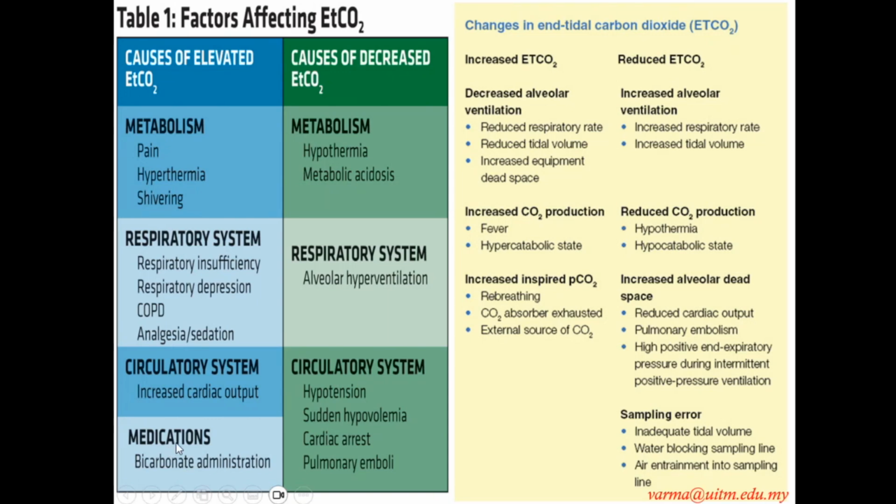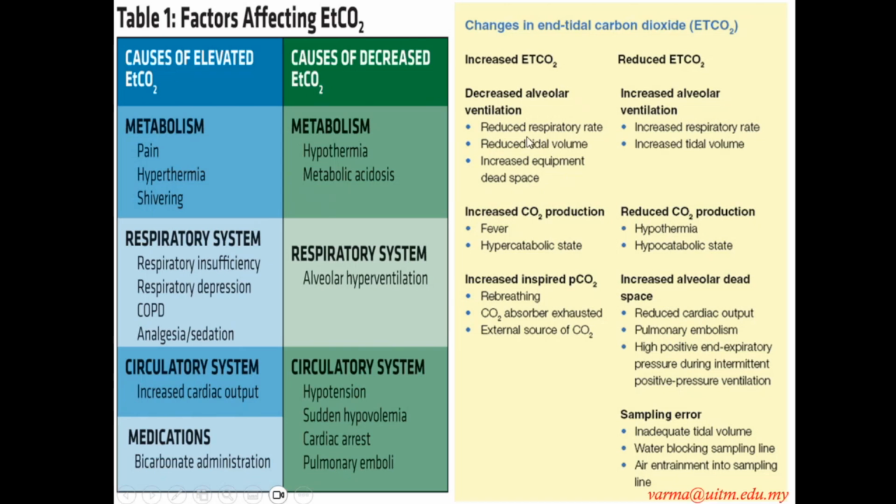Medication: bicarb. When you give bicarb to an intubated patient but do not adequately ventilate the patient, you can see a rise, because bicarb combines with water to form carbonic acid, which dissociates into H2O and carbon dioxide. So carbon dioxide concentration will go high. That's why when we give bicarb, we must adequately ventilate the patient. Decreased EtCO2 is just the opposite of this.